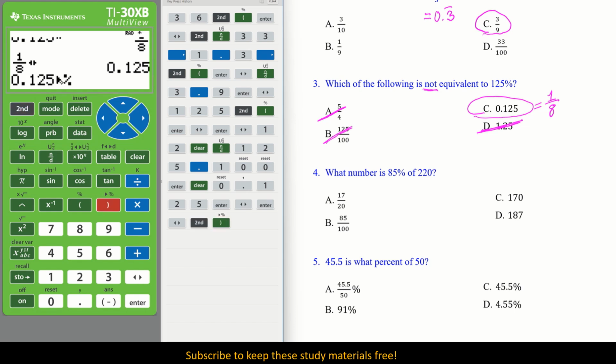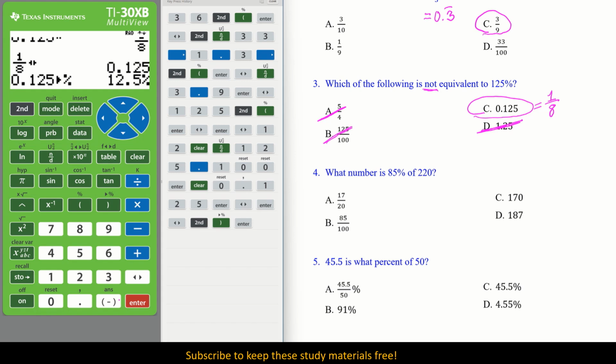Now, see what it's done? It's put the change arrow, meaning change to %, beside it. Okay, now let's push enter. That's actually the percentage, 12.5%, which is not 125%. Okay, all right, let's look at number 4.